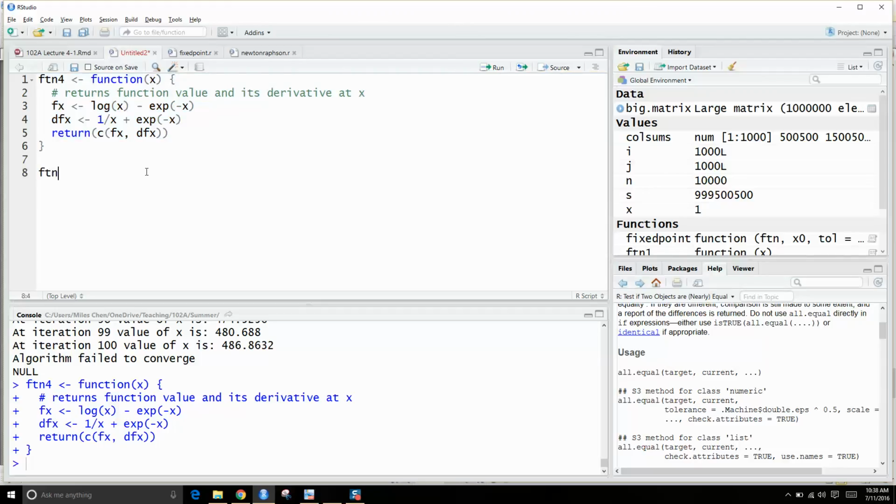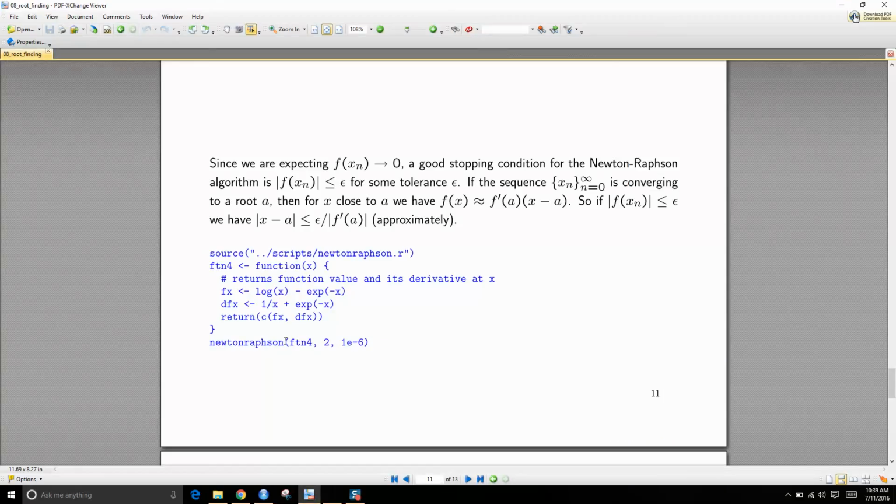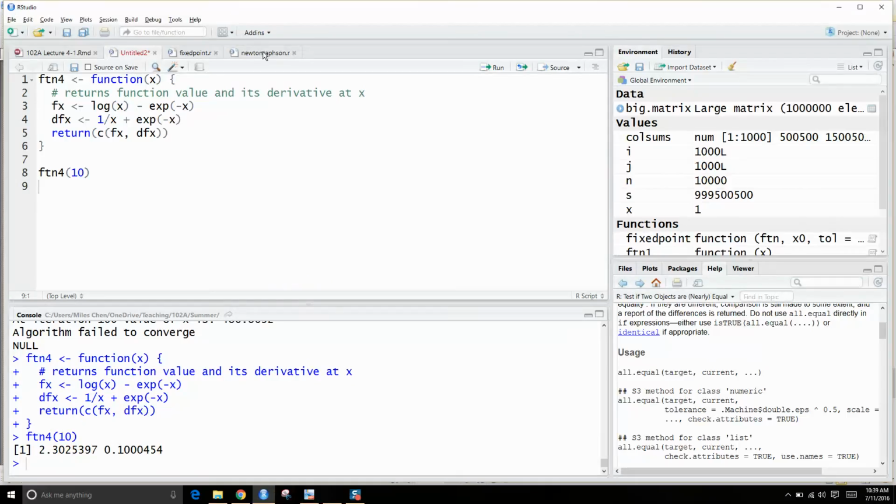So if I say f of x for, let's say, the value 10, it's going to calculate the value of the function itself and also the derivative of the function at that point. We're going to have an initial starting point of 2. Let's look at what Newton-Raphson does.